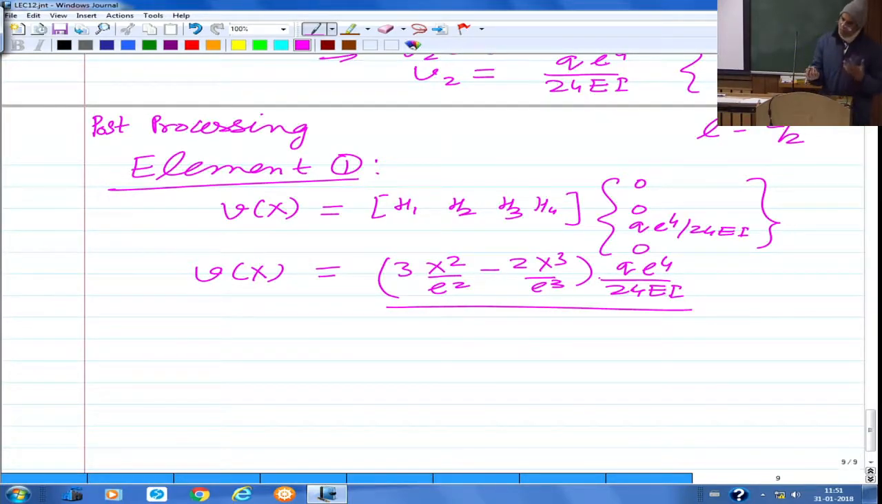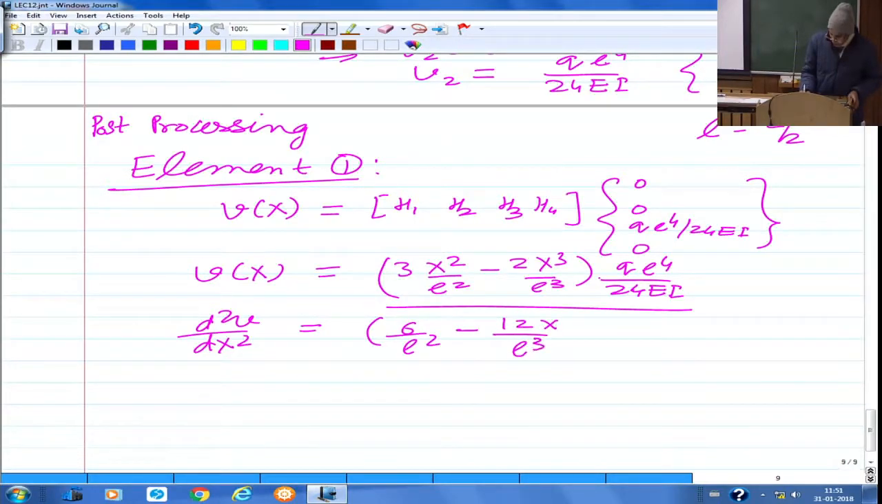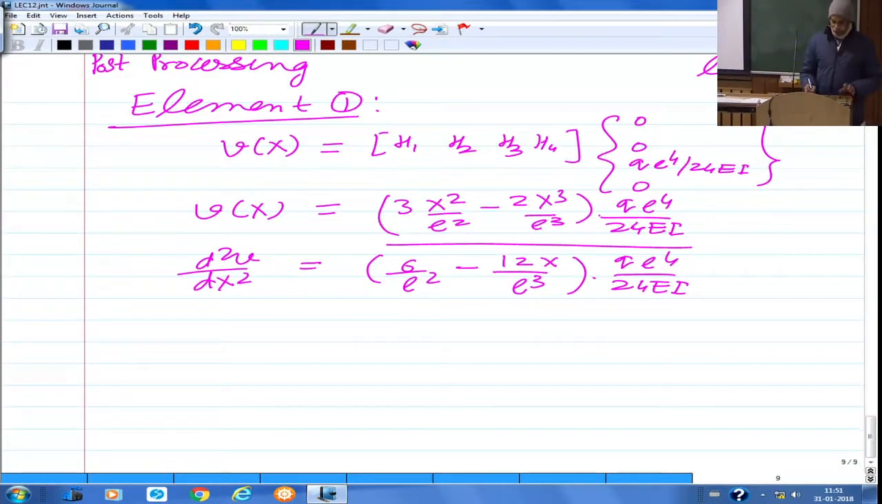So this expression is only applicable within the first element. And if you want to calculate stresses, then you need the second derivative of V, so that you already know, d²V/dx² is obviously the derivative of this, which is 6/L² minus 12x/L³, into qL^4 divided by 24EI. Now you can calculate this d²V/dx² at any location, or maybe just the left end of the element, capital X equal to 0, right end of the element, capital X equal to small l, and in between maybe say capital X equal to l/2 and so on.